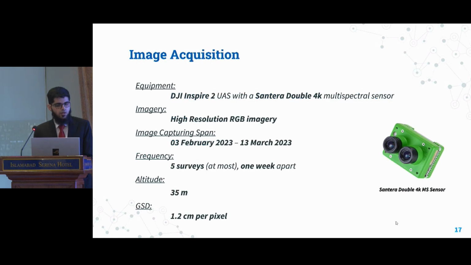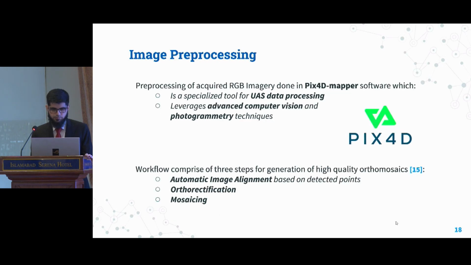For image acquisition, we used a DJI Inspire 2 drone with a Sentera Double 4K multispectral sensor, which can capture high resolution RGB imagery. The image capturing span was from February 23rd to March 23rd, and we did five surveys one week apart. The drone was at an altitude of 3.35 meters, and it gave us a 1.2 centimeter per pixel ground sampling distance.